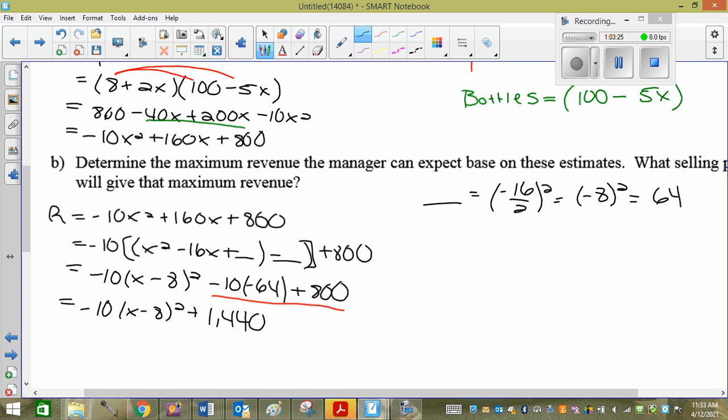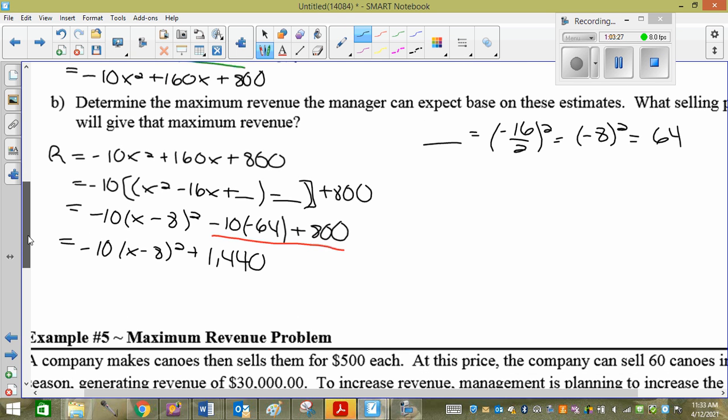Okay, the last thing is we know that the maximum revenue comes from the q value. If this is a revenue equation, then whatever the q value is at our vertex is our maximum revenue, which is $1440. But they ask, what is the maximum revenue, and what is the selling price that gives that maximum revenue? What is our selling price?